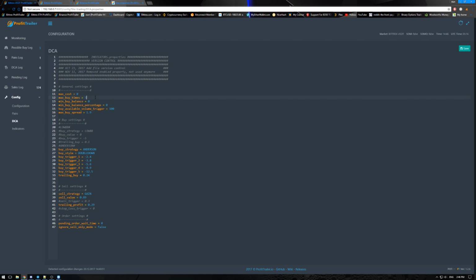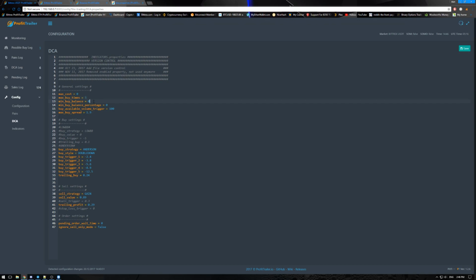Max buy times, this is how many times you want it to DCA. Because I'm working with a low balance again, I've limited mine to 3. You can set that to 0 and it'll be unlimited, continuing to DCA until your balance is gone. As you can see, my balance is gone and I'm only at 3.